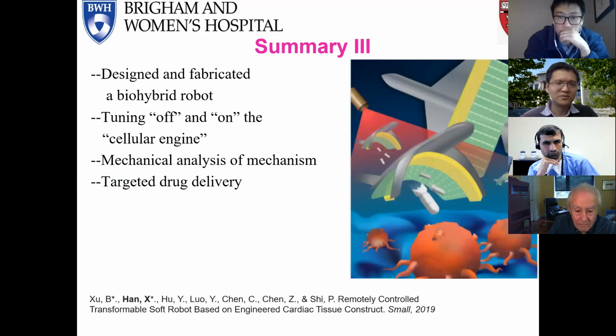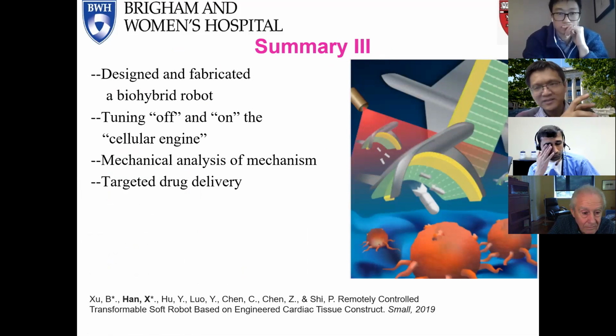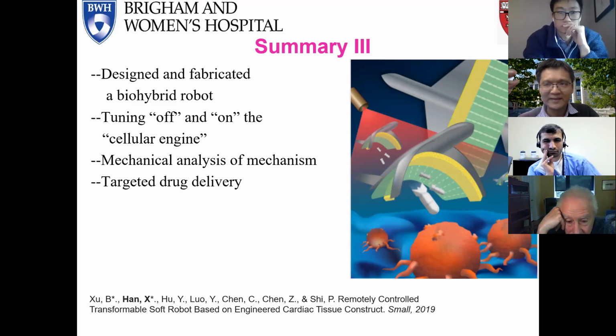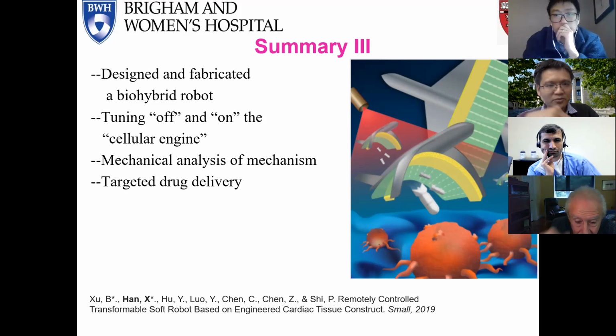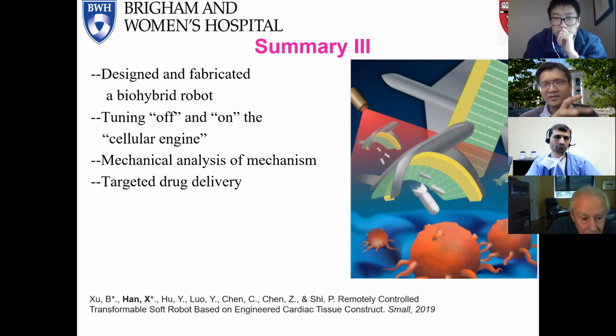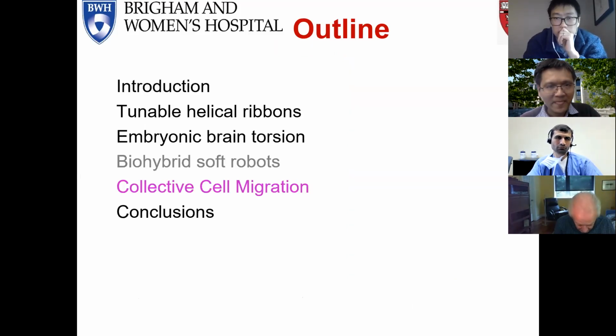Just a quick summary: we designed and fabricated a biohybrid robot using cardiomyocyte cells, and then we mechanically turn the cellular engine on and off in response to a near infrared light. The nice thing is that it can also penetrate tissues. That gives a proof of concept for this type of remotely controllable swimming robot. We did mechanical analysis of the mechanism and also showed a potential application in targeted drug delivery.